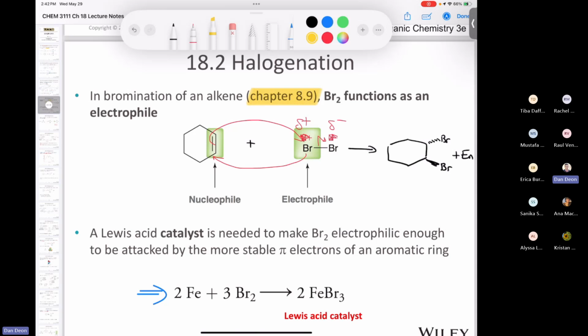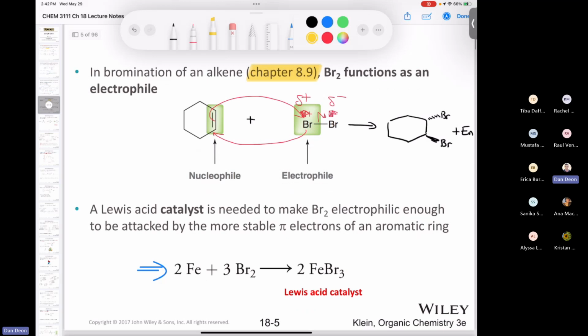But going through this idea of putting bromine in the presence of an aromatic ring, we said it doesn't react. However, what happens with that iron is when the iron reacts with bromine, you end up forming iron tribromide, or more properly called iron 3 bromide. In the textbook, they refer to it as iron tribromide, but it's iron 3 bromide. Anyhow, this happens to be a catalyst. So it says here a Lewis acid catalyst is required to make the bromine more electrophilic so that it can be attacked by the pi electrons of the aromatic ring.